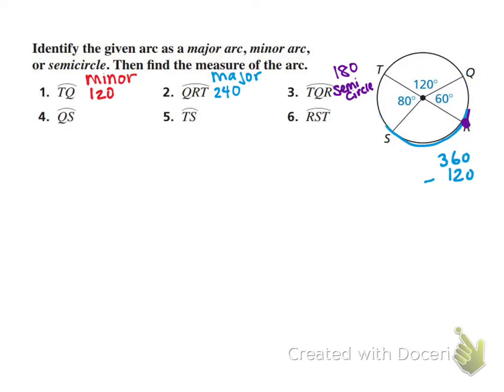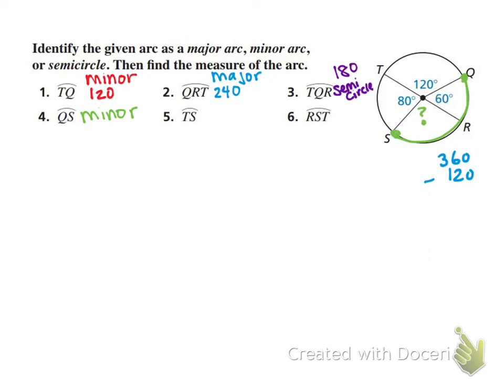I'll erase so I have room for the bottom. QS is 2 letters, so that one's going to be minor. We want to go the shortest route from Q to S. So I go, we could say up or down. Do you want to go up or down around the circle? Down. There are 2 ways to do this.